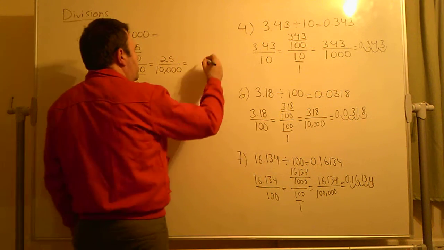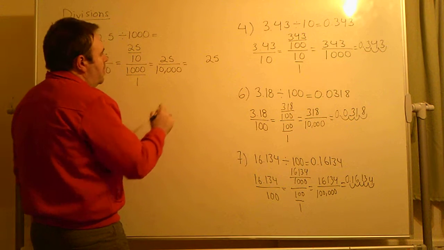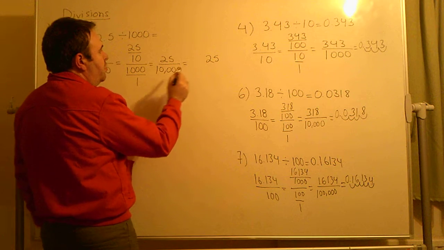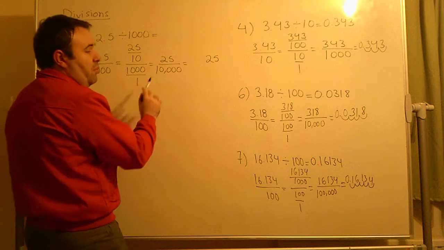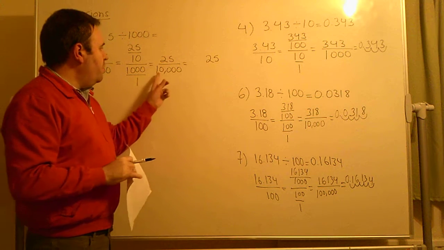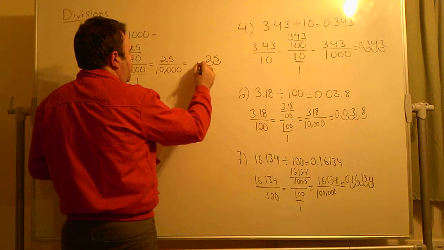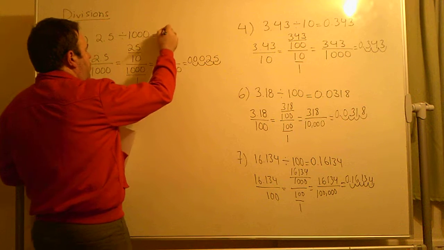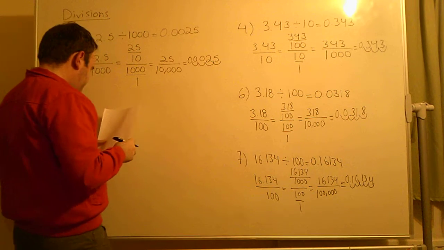So now we write down 25, and then how many places are we going to move the decimal point to the left? Well, it depends on the number of zeros. How many zeros do we have? We have 4. Yeah. So this will be 1, 2, 3, 4. So the final result will be 0.0025.